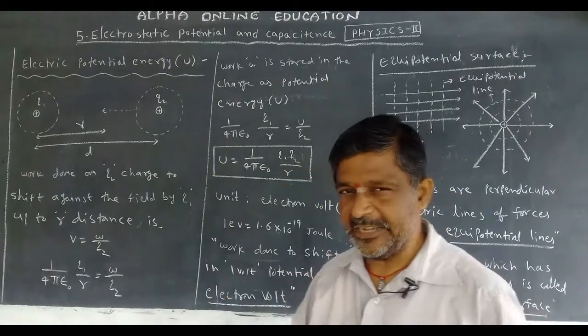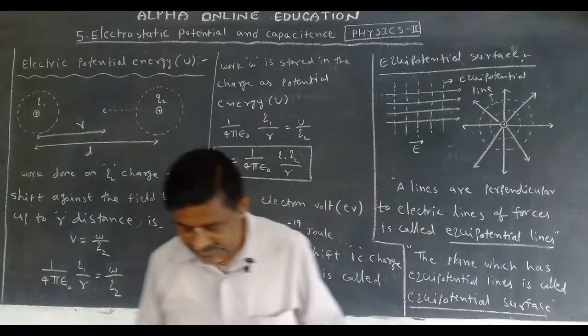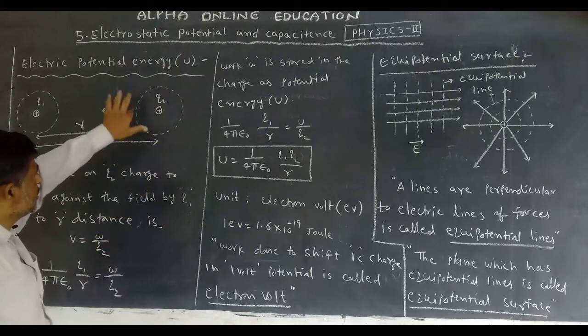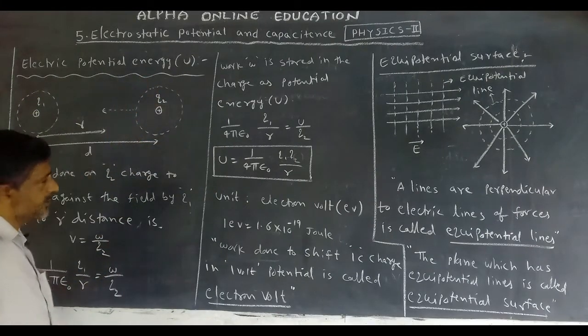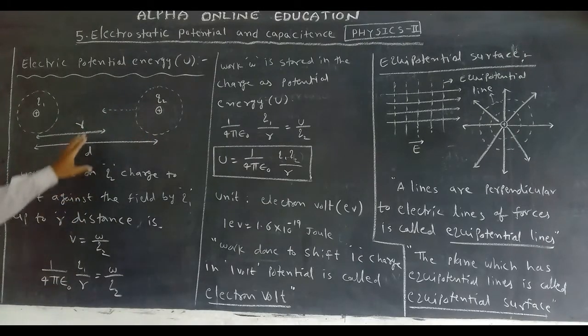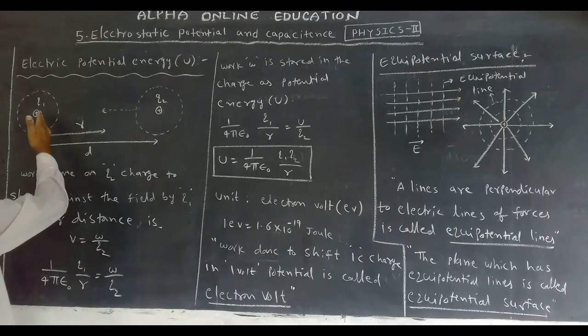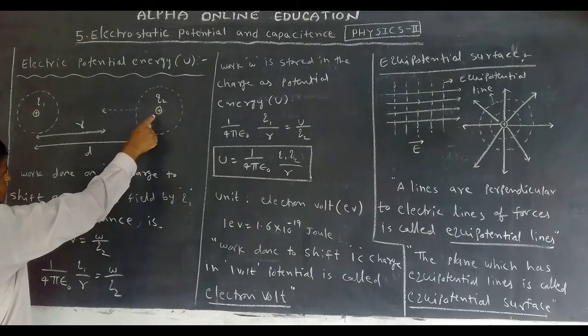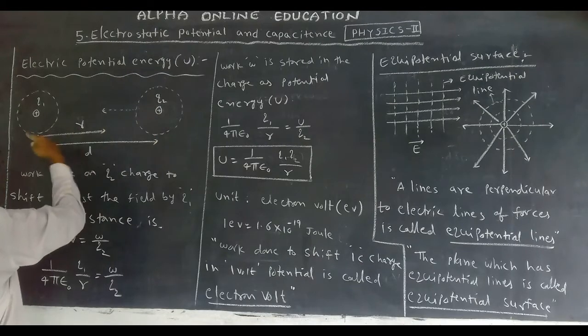But here it is electric potential energy. How can we derive this now? Let us take two charges Q1 and Q2. Each charge has some field of influence around it. Both are positive charges, so repulsion is present. Now we want to shift this charge to this side or that charge to that side. That is our wish. But I am taking it here to shift these charges in this direction.